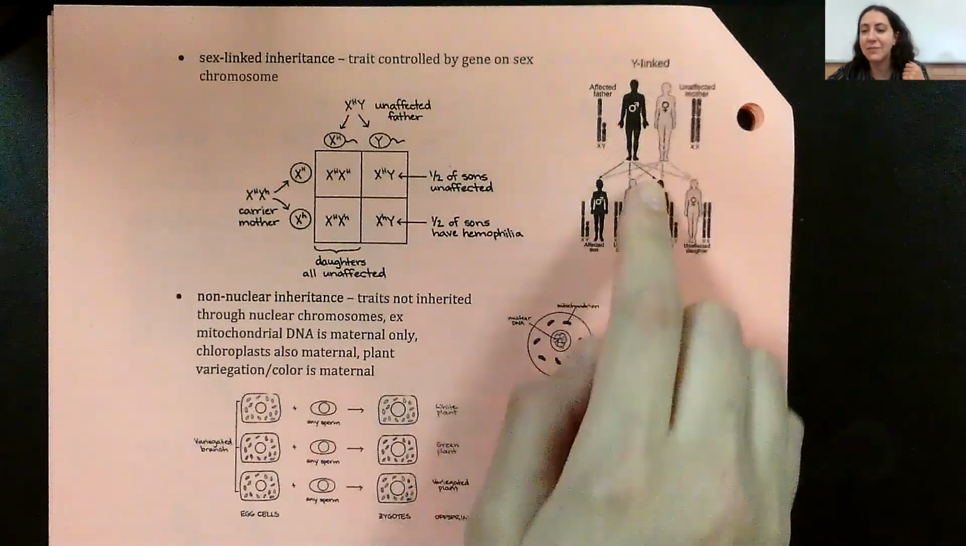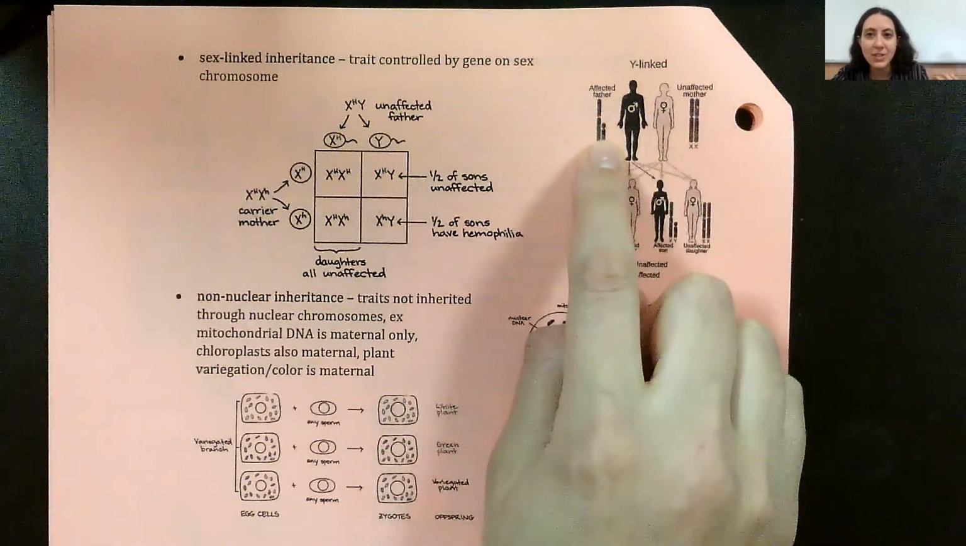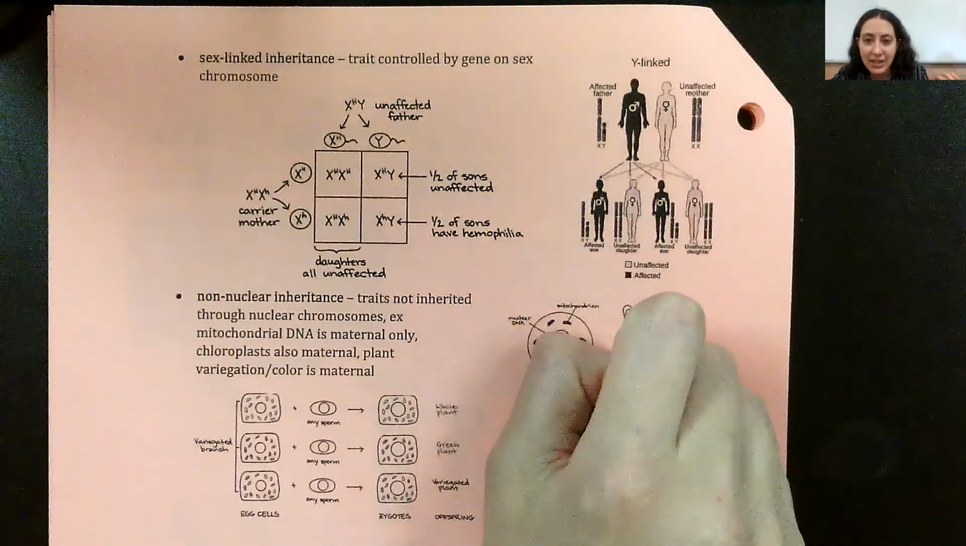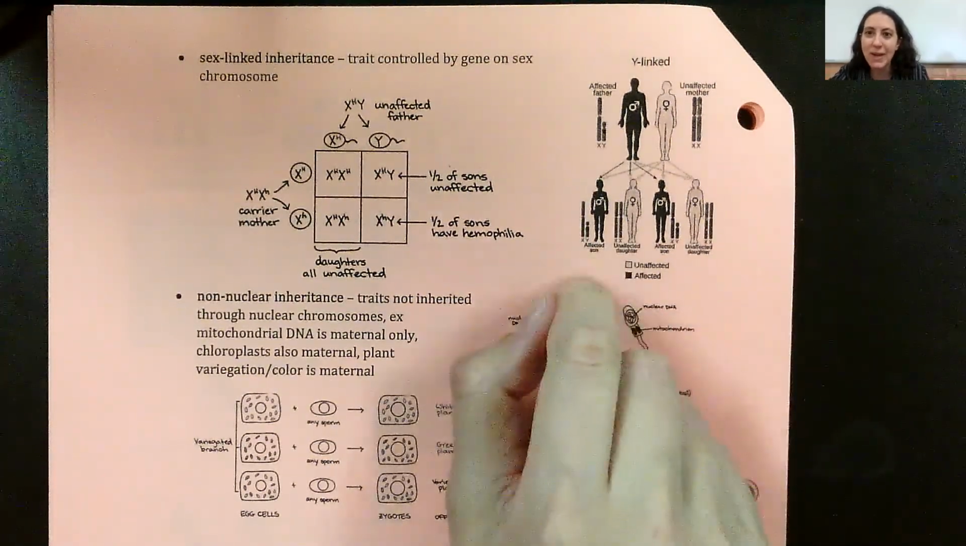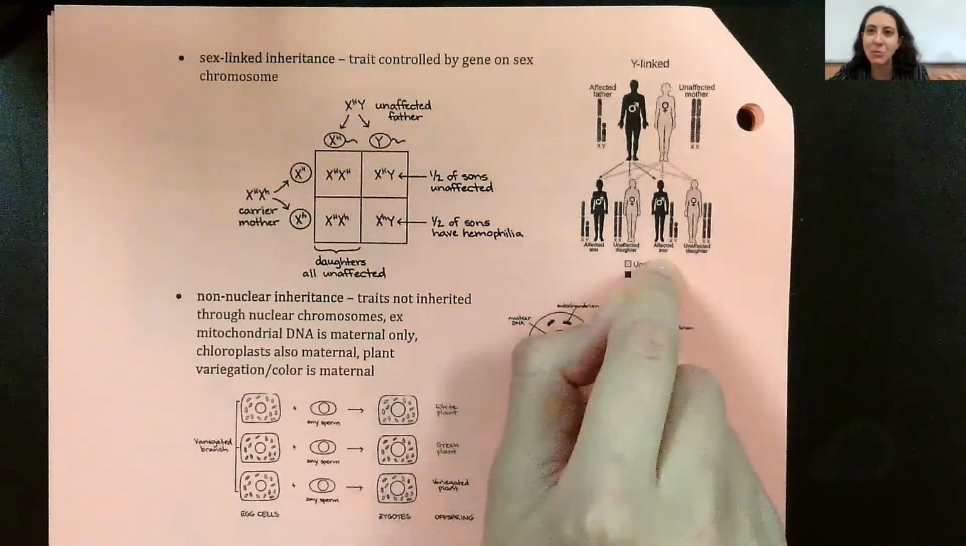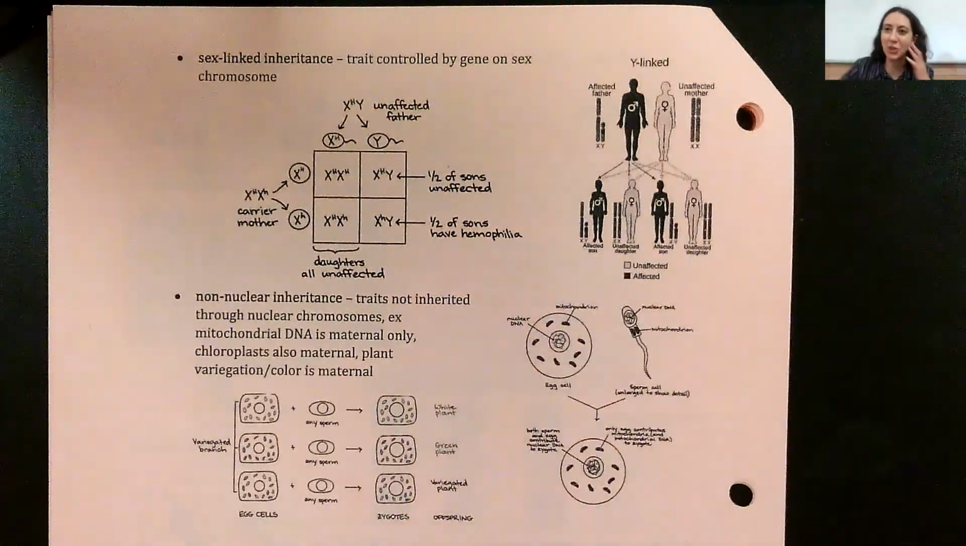Yeah, mothers are never affected if it's on the Y chromosome. So what that would mean is that all sons, all male offspring of someone who's affected with a Y-linked trait will always have that particular trait. But daughters won't. And daughters won't even be carriers because it's all on the Y chromosome.